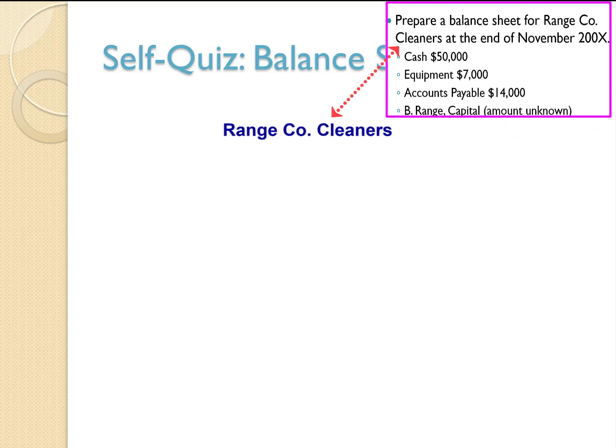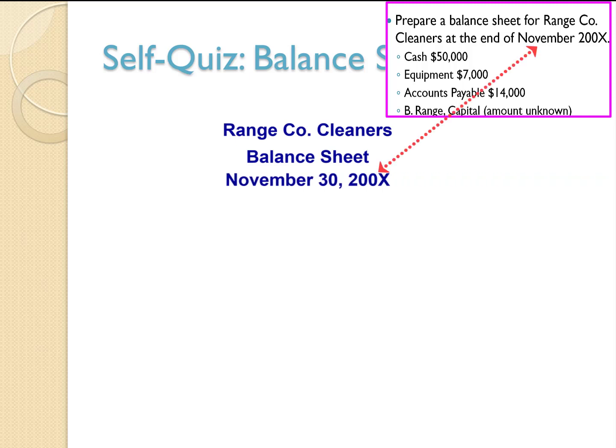Okay. In the three-line heading, what's the second line? Well, that's the name of the report that you're creating. In this case, it's the balance sheet. And then what's the third line? Well, the third line is date related. In this case, it's November 30, 2000, whatever.